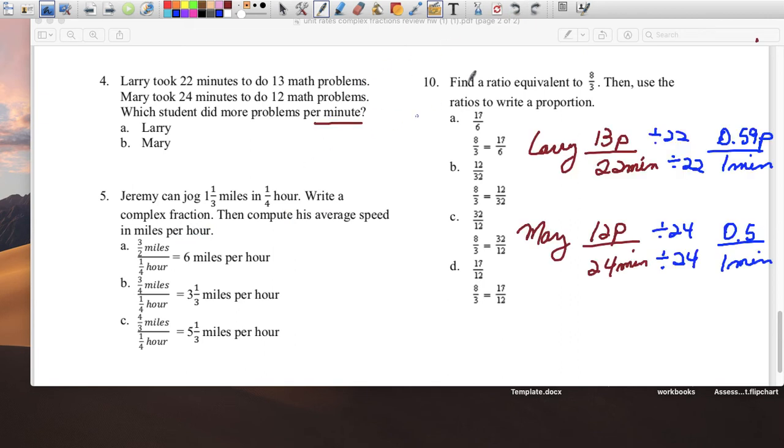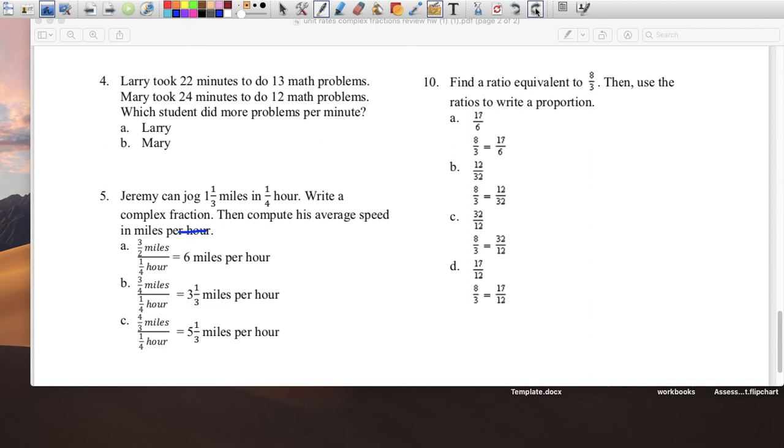Again, that's the clue for us to decide what we're going to put at the bottom. We want the unit rate per 1 hour. So in 1 hour, how far can he jog? First of all, I'm going to write 1 1/3 miles in 1/4 of an hour. I'm going to change that. 1 1/3: 3 times 1 is 3, plus 1 is 4. So we're going to write 4/3 of a mile in 1/4 of an hour. I'm just going to change that mixed number into an improper fraction.